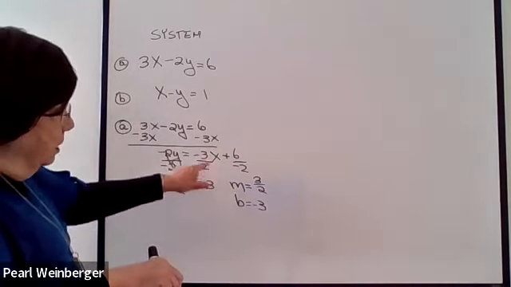So if here is my graph, if I want to draw that line, I have to always start at the y-intercept. So I'm going to start at -3 on the y. This is my y-intercept, -3.